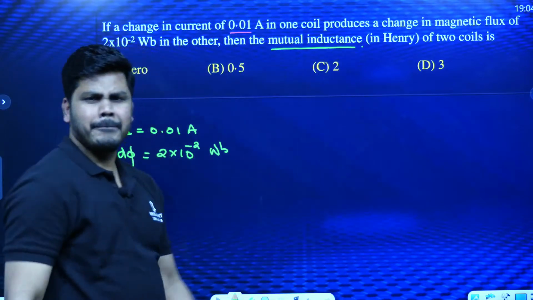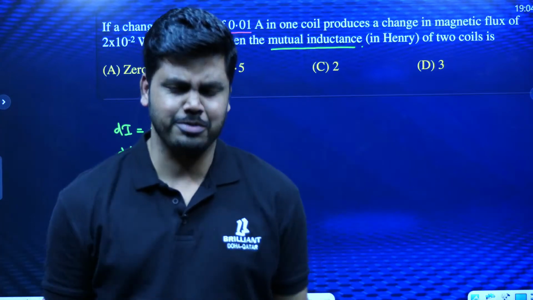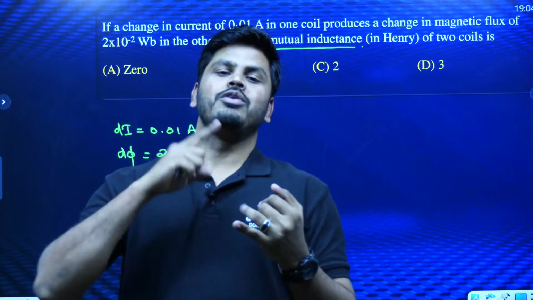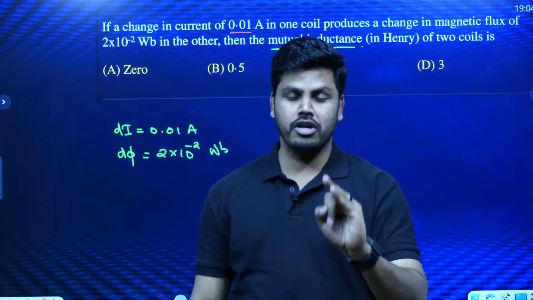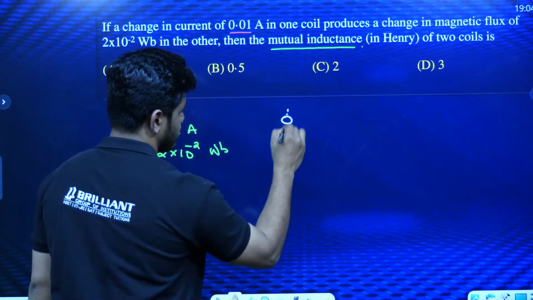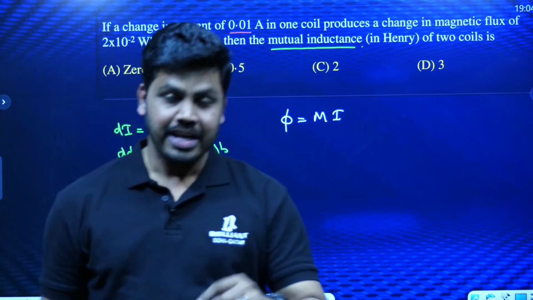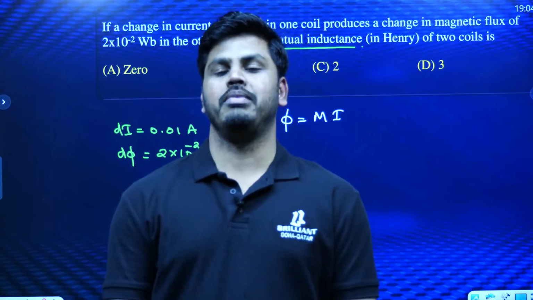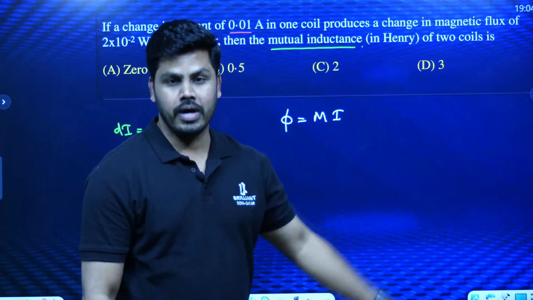Yes, mutual inductance M. By the time we get here, that equation should be loaded in our mind. Mutual induction is to be calculated. You are given current and you are given flux. Flux, mutual induction and current, how are they related? Phi is equal to M into I, right? That is the equation for mutual induction. If it is one single coil, because of its own varying current, there will be self-induction. That is also related in the same way, we know phi is equal to L into I.